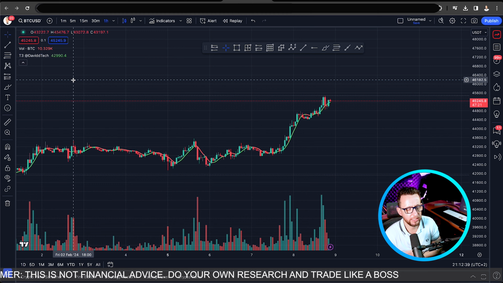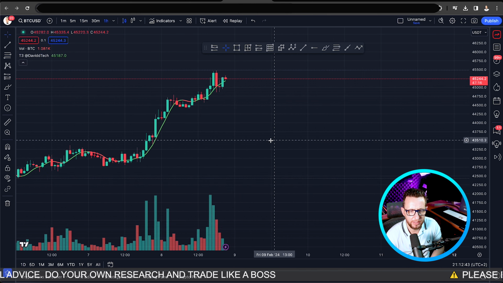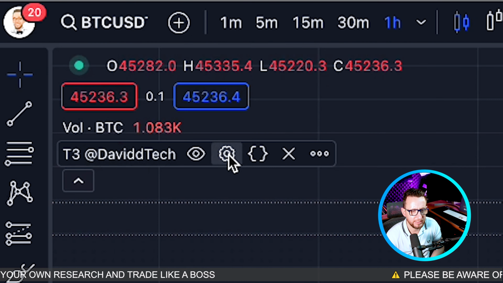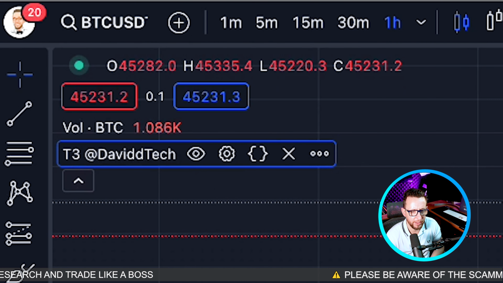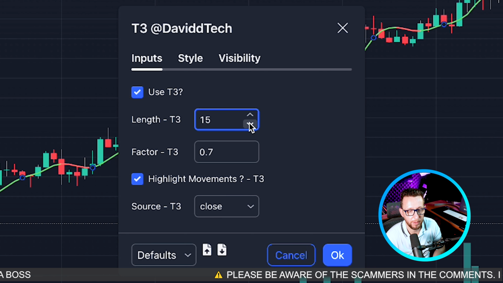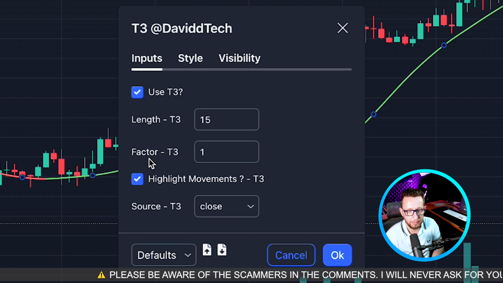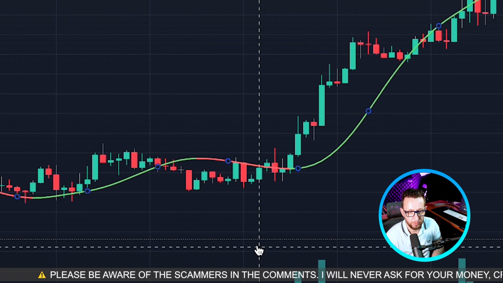It is slightly different to the T3 that I have in my boilerplate, as we're actually going to be using the colors as well. So I'm going to be setting this by clicking the cog over here to 15, which gives us a little bit more of a look back period. And I'm going to be setting the factor to 1. Other than that, I'm going to leave it exactly as is for all of our trades.